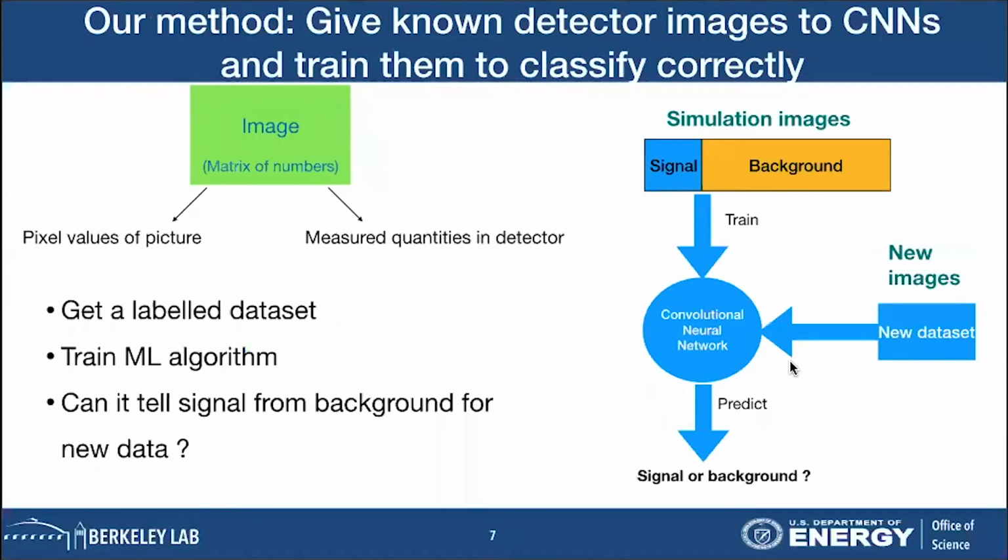So how are we going to use CNNs to solve the signal background classification problem that we have in particle physics? As I said, CNNs take in an input image, which is a matrix of numbers, which could be pixel values in a picture, or it could be measured quantities in a detector which has some kind of spatial arrangement.